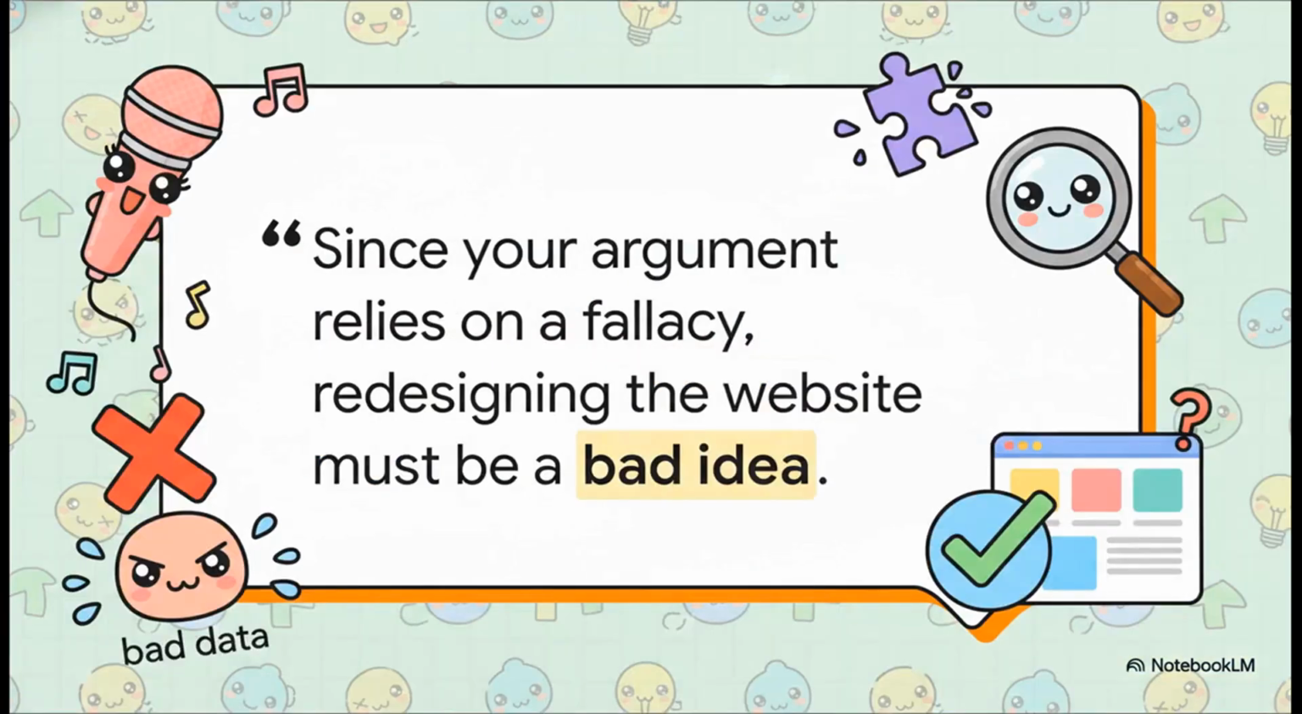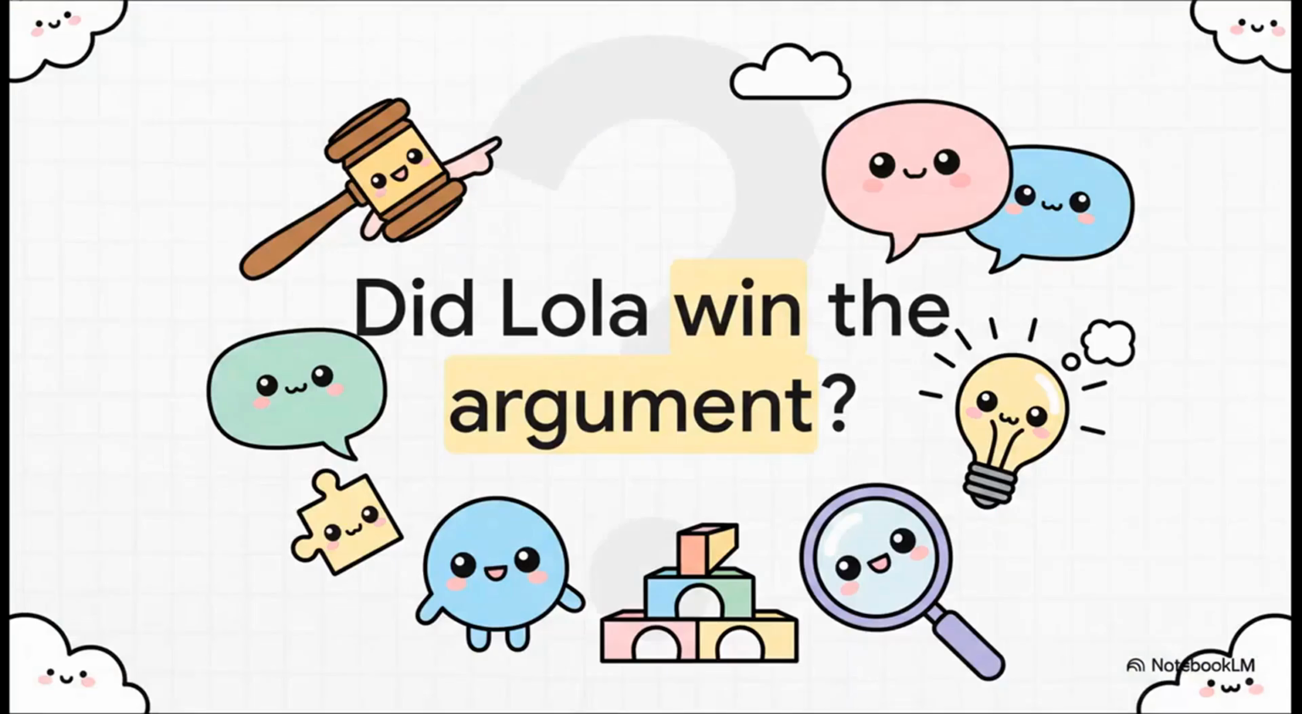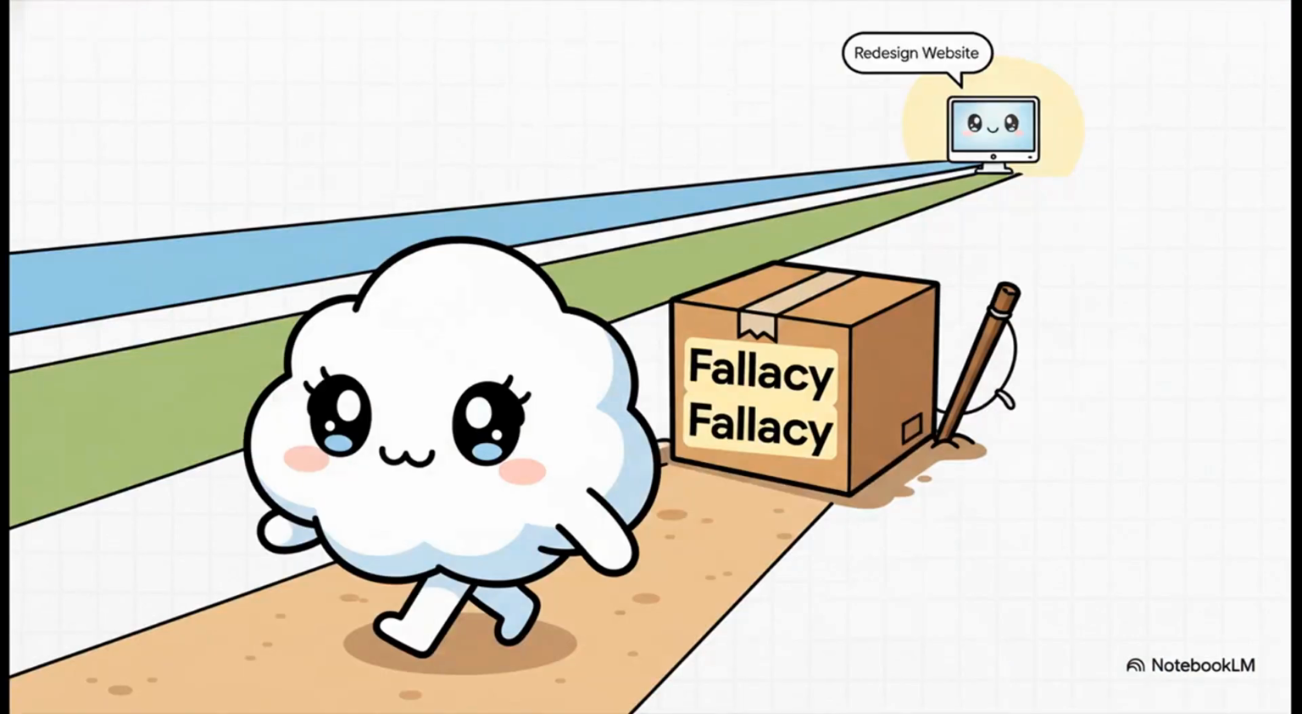His colleague, Lola, she's sharp. She spots it right away. She stands up and says, "John, your argument uses a fallacy, so redesigning the website is obviously a bad idea." It almost sounds like the conversation is over, doesn't it? But here's the real question. Did she actually win? Did Lola make a solid point? No way. She actually just made a totally different kind of mistake.